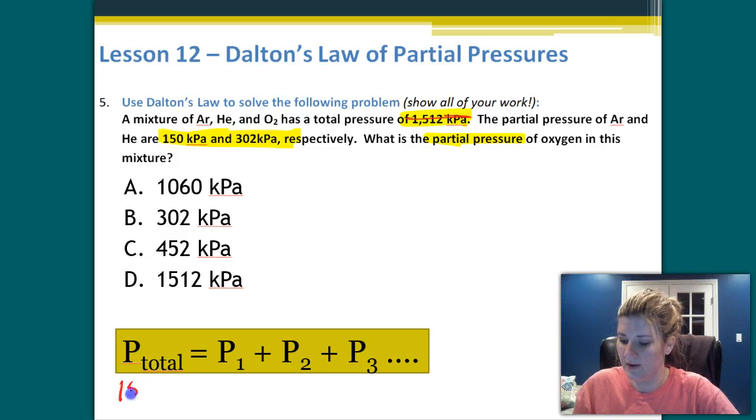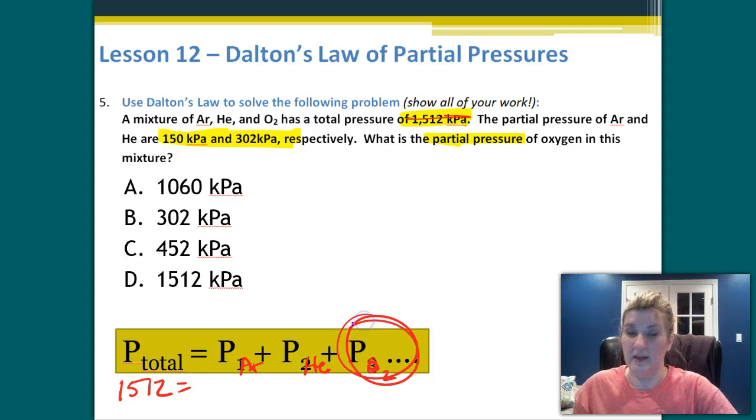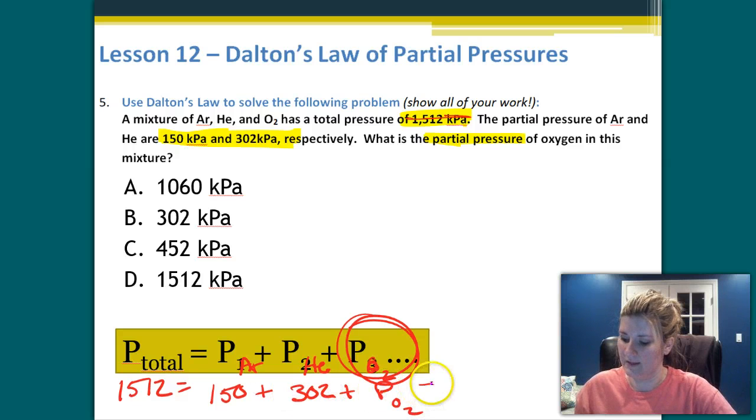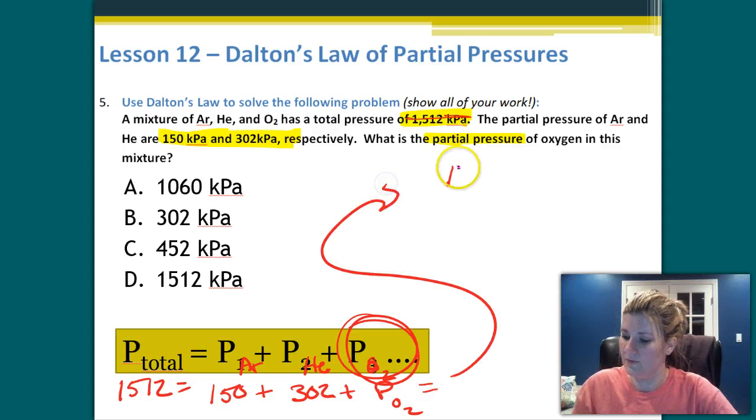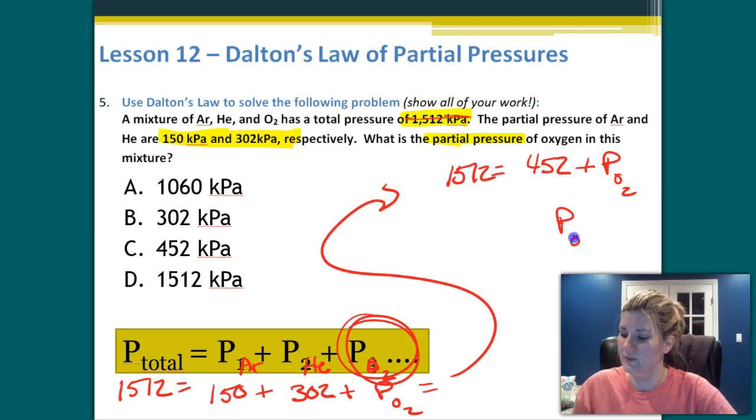We have P total is 1512. I'm going to make my first gas equal to argon, my second gas equal to helium, my last gas equal to O2. So we need the partial pressure of O2. Argon is going to be 150 and helium's 302, so we're going to solve for that guy right there. I'm going to come up here: 1512 then equals 452 plus the partial pressure of oxygen. Doing algebra to solve for the partial pressure of oxygen, we just subtract 452 from both sides.